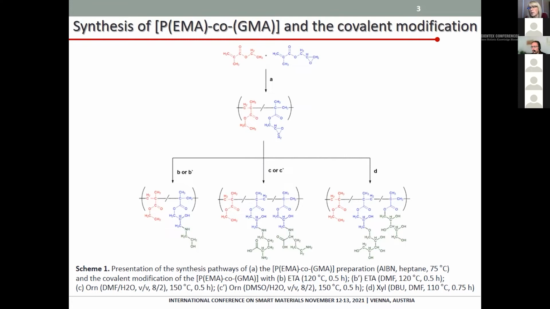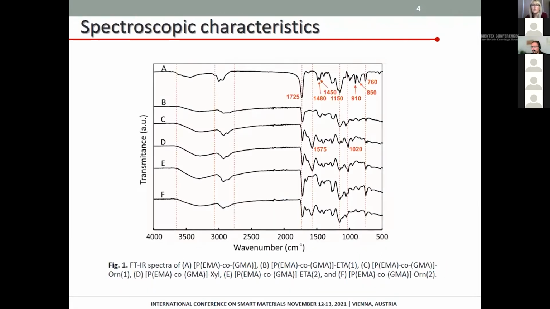The procedure was based on the covalent reaction of the co-oligomer and the reactant ethanolamine, xylitol, or ornithine, dissolved in a different medium. Research on the synthesis and modification of PGMA chains through reaction with various azanucleophiles allowed us to state that they proceed mainly in the direction of epoxide ring opening. Fourier transform infrared spectroscopy was used to analyze the chemical structure of the obtained oligomers.